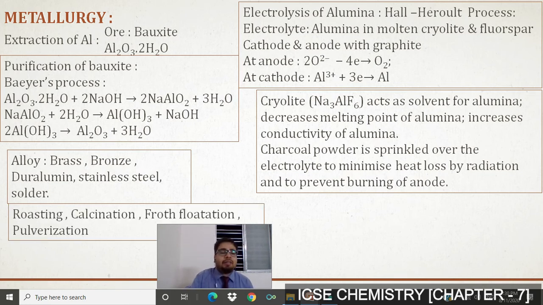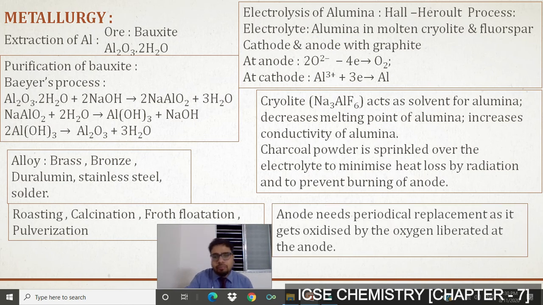And we have to learn different terms like roasting, calcination, froth flotation, pulverization, which I will be discussing in some other video. And as I said, the anode needs to be periodically replaced as it gets oxidized by the oxygen liberated at the anode. This is related to the Hall-Héroult process, okay. So I hope you all have understood about mineral ore, extraction of aluminium, okay. Then the reason behind adding cryolite, fluorospar, sprinkling charcoal powder over the electrolyte, then why anodes need to be periodically replaced, then what are the alloys to be studied, what are the main metals to be written, what are the uses, okay.